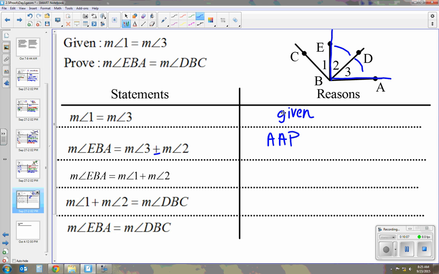Okay. Now our next one is the measure of angle EBA is equal to the measure of angle 1 plus the measure of angle 2. If we look at the two statements above, we can use substitution because EBA and EBA are the same, 2 and 2 are the same, but if you notice, the measure of 3 has been substituted with the measure of 1. Because if measure 1 is equal to measure 3, I can substitute in the measure of 1 for the measure of 3. So that one's a little tricky. Substitution is probably the most difficult one to identify, but that is your example of substitution.